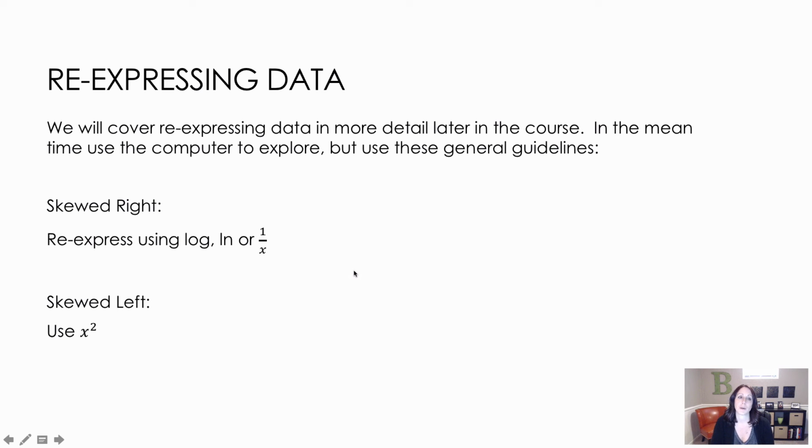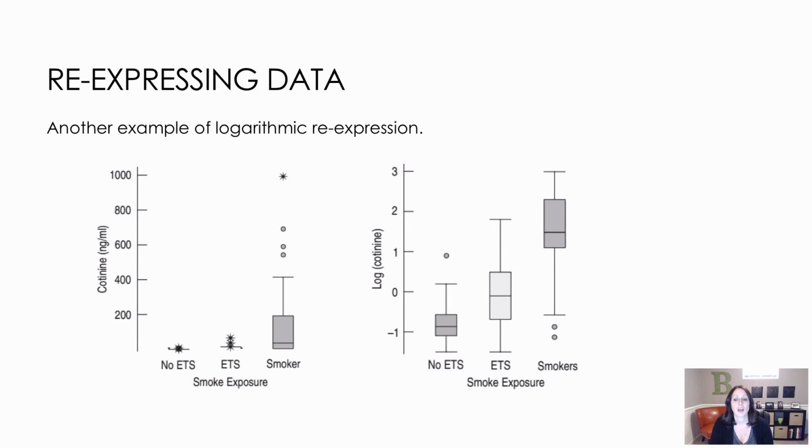So this gives you a little bit of an idea about when we will re-express. If it's skewed right, good idea to re-express using log, natural log, which is that ln, or the reciprocal function 1 over x. Skewed left, we would use the x squared value. And again, our goal is to go from something that looks ugly like this to something that now we can actually do some comparisons of the data.